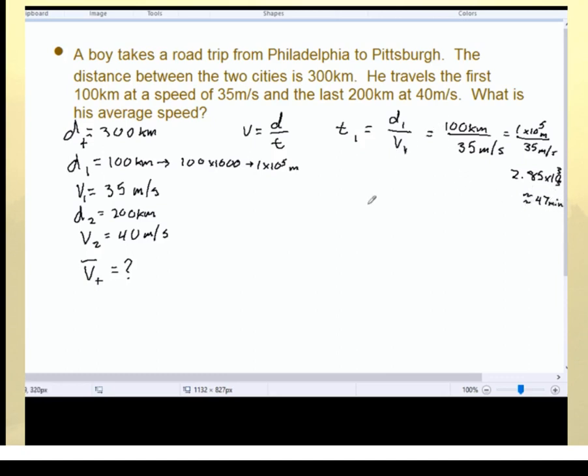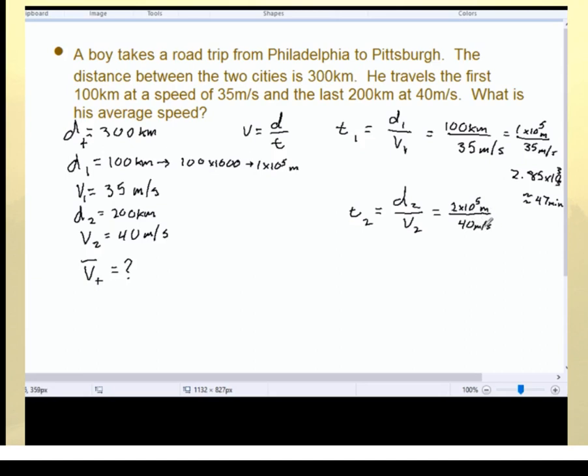Okay, so then we've got T2 is equal to D2 divided by V2. Now again, we've got to check on those units. This time it's going to be 2 times 10 to the 5th meters, because originally they told us 200 kilometers, and that's going to be divided by 40 meters per second.